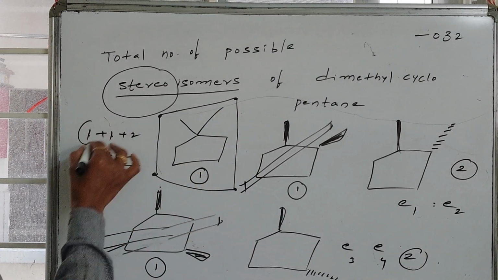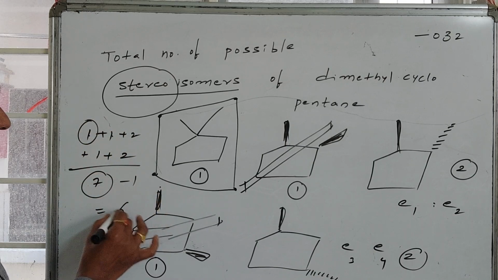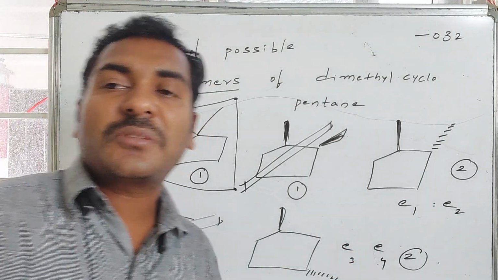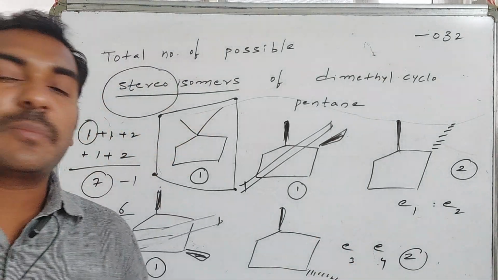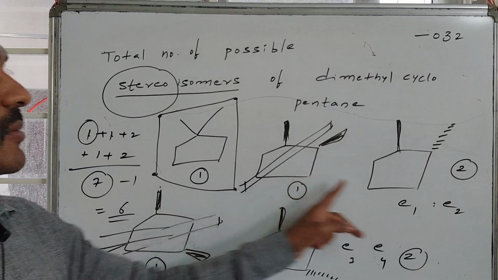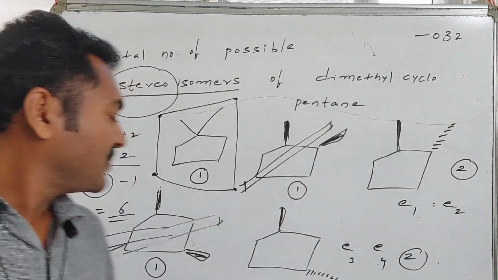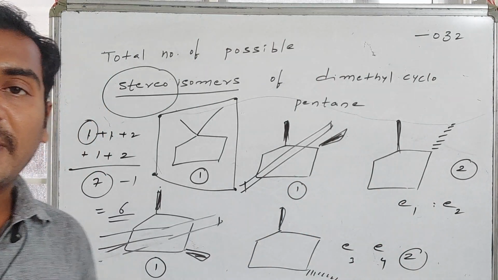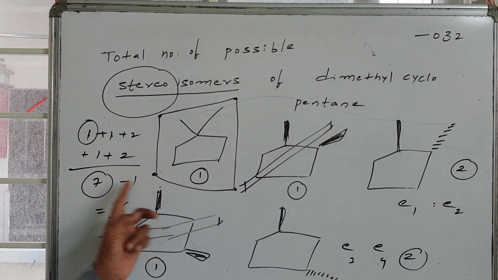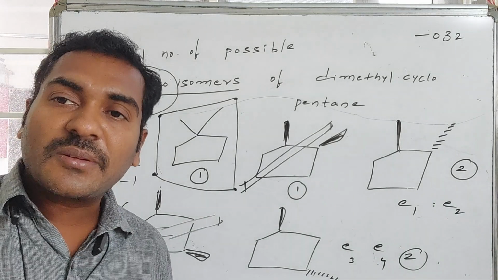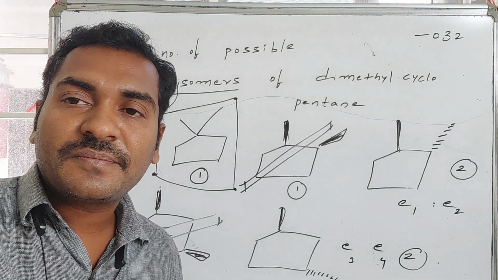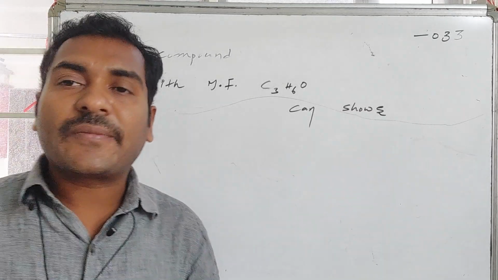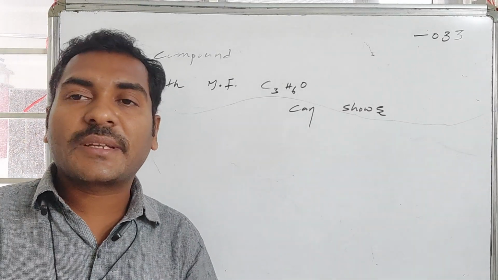So out of this possible 7, if this one is eliminated or subtracted or removed, the total number of possible stereoisomers of dimethyl cyclopentane can be given by here 1 followed by its analog having 2, here 1 followed by its analog having 2. So 3 plus 3, total 6 stereoisomers are possible. How many are possible here? 6 stereoisomers are possible.